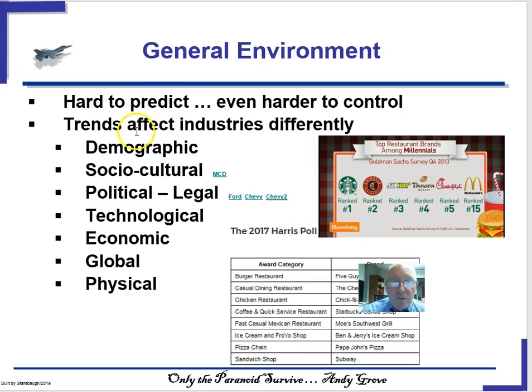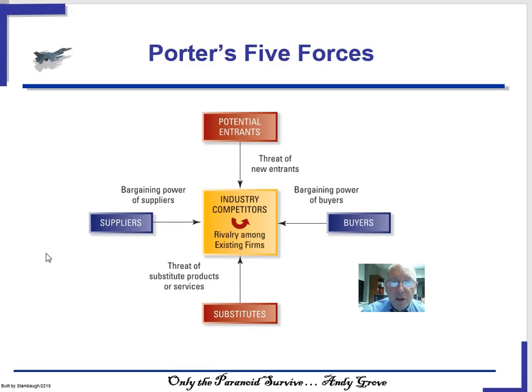As far as the general environment goes, know that these are hard to predict. They're even harder to try to control, but also make sure that you go through each of these and understand what constitutes each of these. So there's a little bit of a sneaky question about economic, and there's some in the other areas as well. So pay particular attention to making sure you know what constitutes the economic environment.